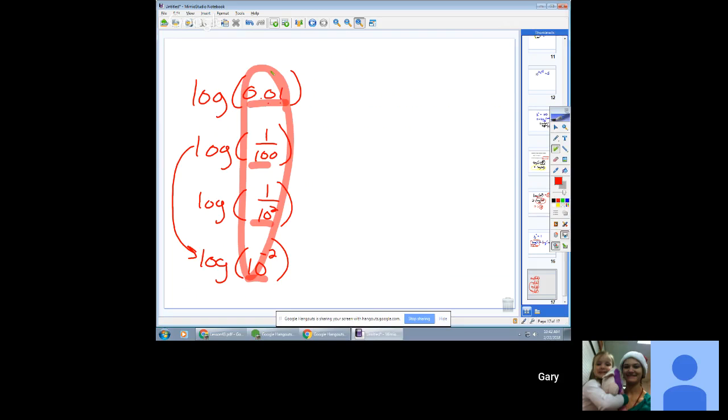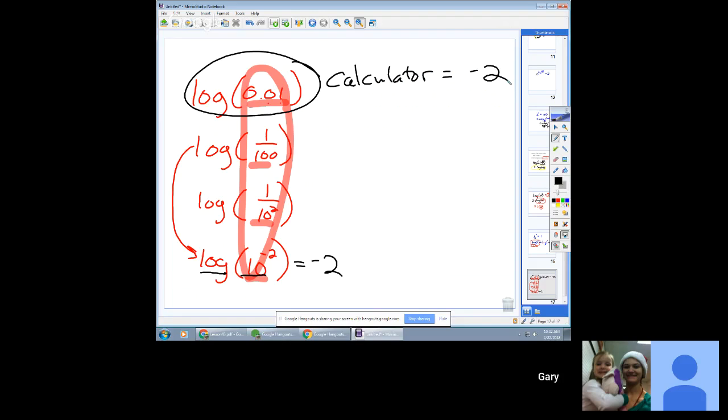From here, I have two choices. This last stage here, I can make a note that log base 10 and a base of 10 cancel, so the answer should be negative 2. Or I could type this top one into my calculator, and my calculator should say, yeah, that's negative 2.